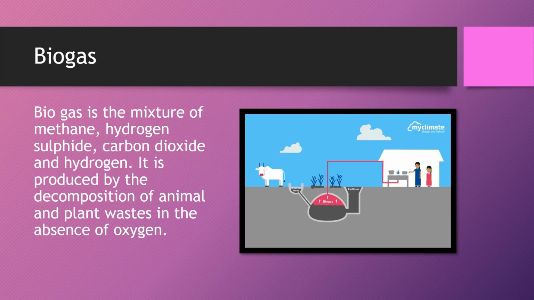The next thing we are going to see about is biogas. Biogas is the mixture of methane, hydrogen sulfide, carbon dioxide, and hydrogen. It is produced by the decomposition of animal and plant wastes in the absence of oxygen. The adjacent diagram shows how biogas is produced.